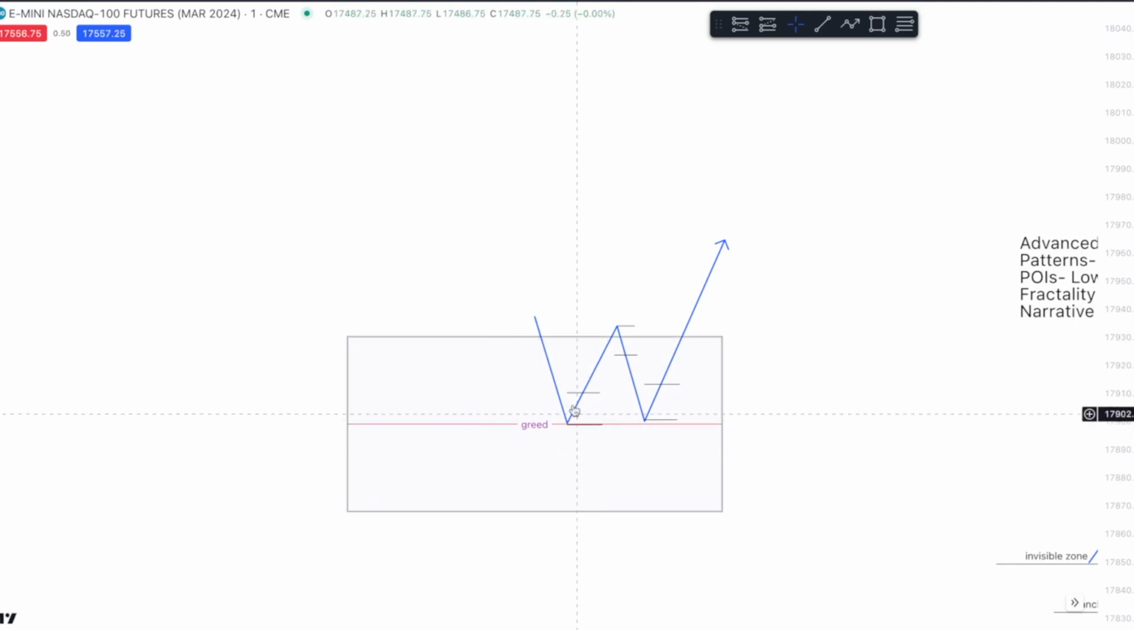pullback. Let's say that we've got a greed box here and we jab right down in the middle of it. We give a double valid pullback. And this is normal for us to see here. This is what we expect to see at this specific area.